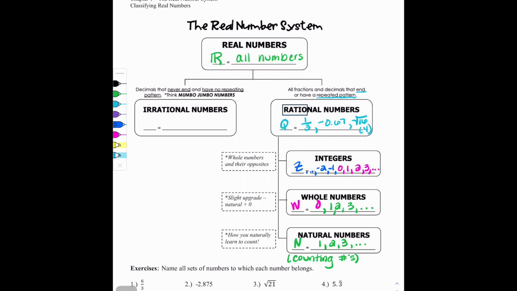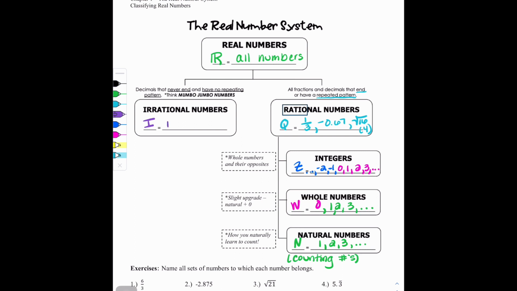If we go back up to real numbers and look at the two options we had, we did rational first, so now let's talk about the irrational numbers. These are decimals that never end and have no repeating pattern. So think of these as kind of the mumbo jumbo numbers. They really are a mess. All right, so irrational numbers are denoted with a capital letter I.